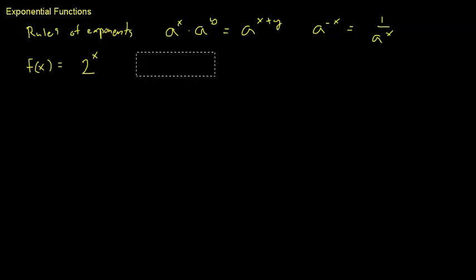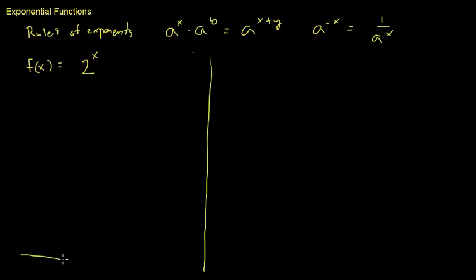So f of x equals 2 to the x, and really what I want to do is just talk about the graph and what the graph looks like and why it looks how it does. So let's draw our axes, and I'll make sure I draw all 4 quadrants, but I'm not going to include very much of the negative y values, and we'll see why. So let's just start plotting some points.